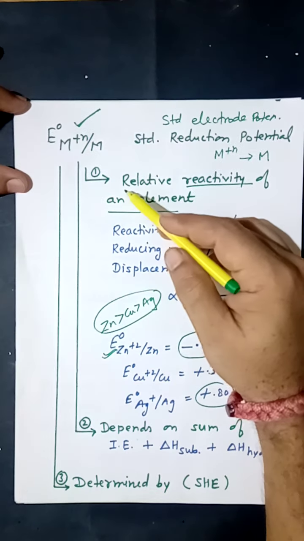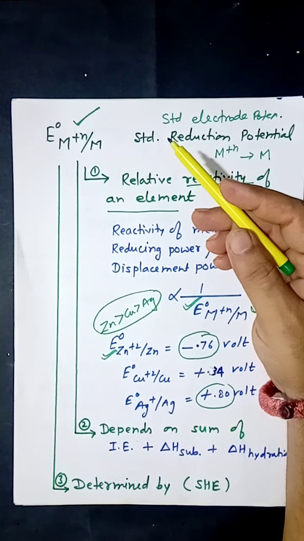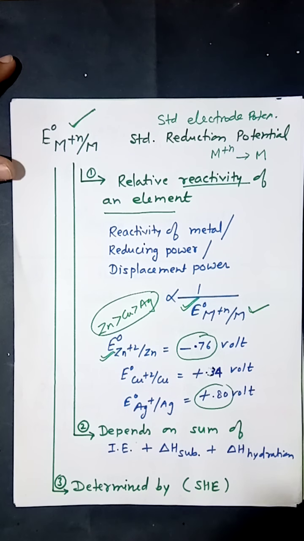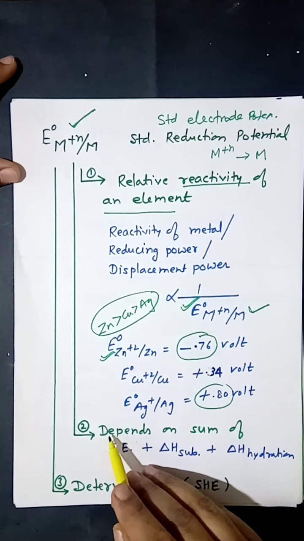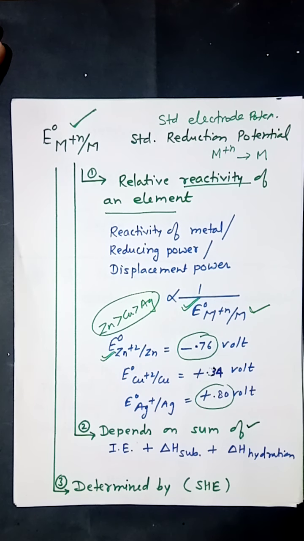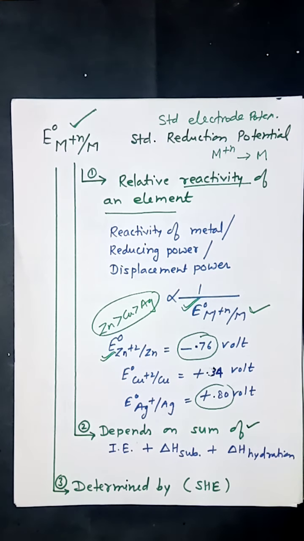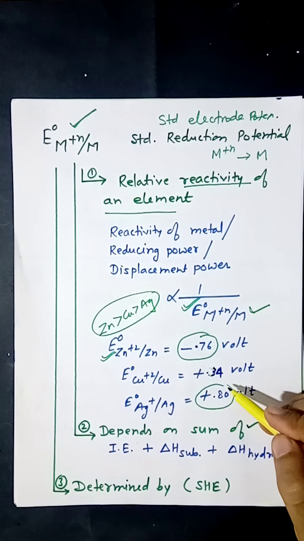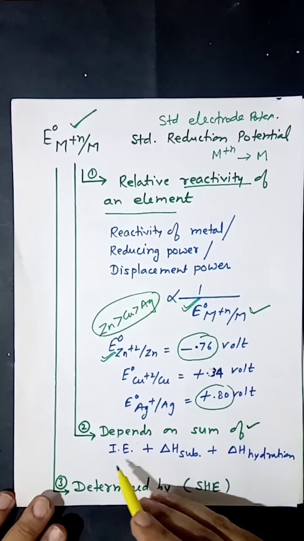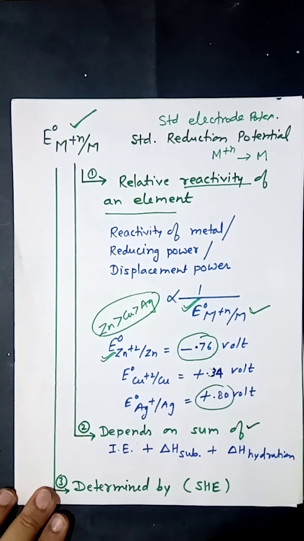So the very first point, remember, E naught always reflects the relative reactivity of elements, and for metals reactivity is inversely proportional to E naught. Another point is that it depends on the sum of three different types of energies. Now we know that E naught and reactivity are inversely proportional, but this number, minus 0.76 or plus 0.34, the value of E naught depends on three types of energies: ionization energy, sublimation energy and hydration energy.